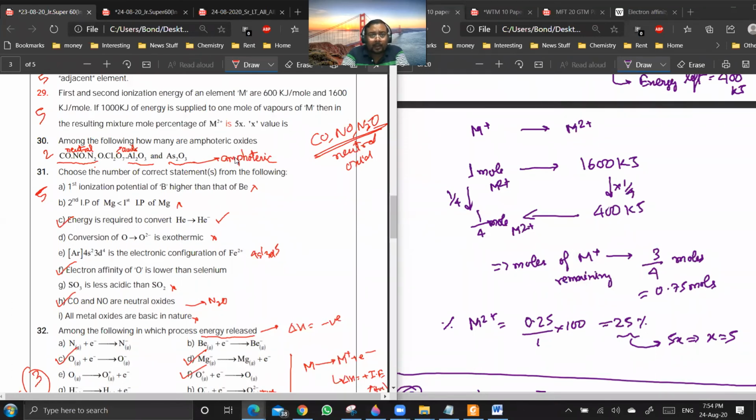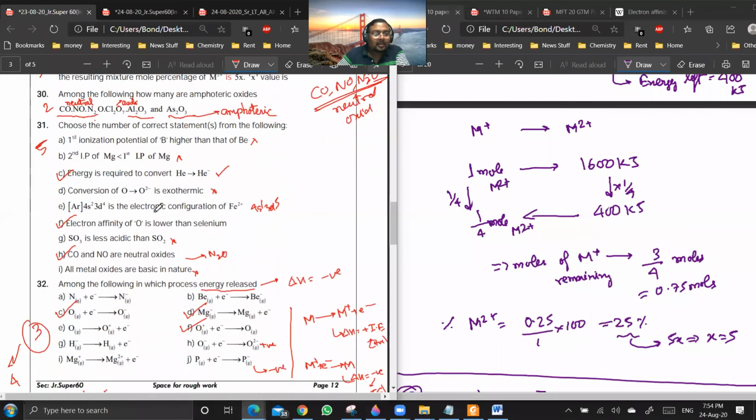Sir, why shouldn't we consider neutral as amphoteric? No. Neutral means it won't react with anything. Amphoteric reacts with both. Give some credit to amphoteric also. It is doing so much hard work. Okay, so 31.